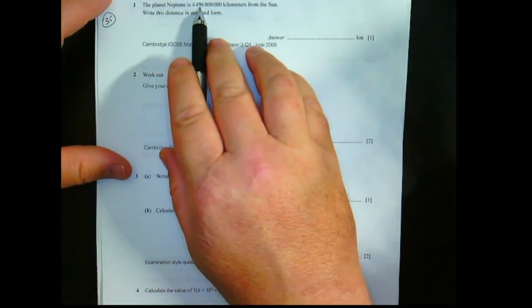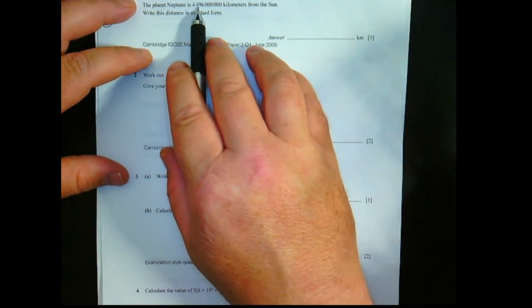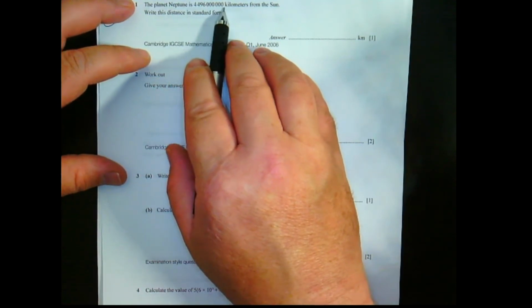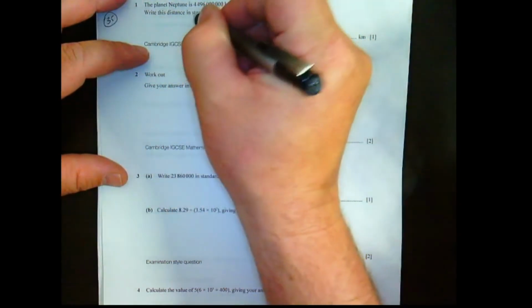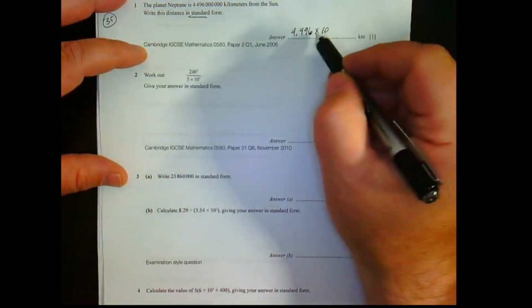So it says Neptune is 4,496,000,000 kilometers from the sun. Give the answer in standard form. That is scientific notation. That's what they call it over there across the sea. Scientific notation, of course, is a single digit followed by a decimal times a power of 10.